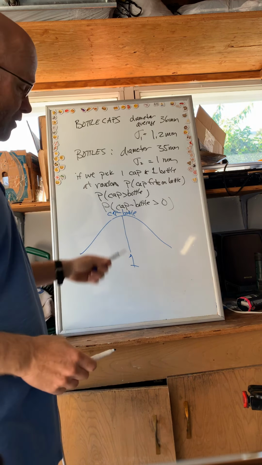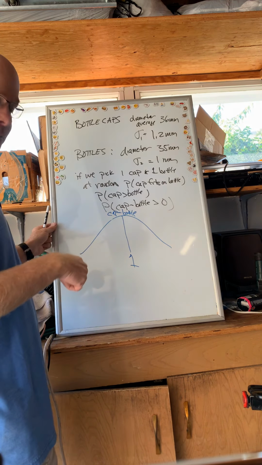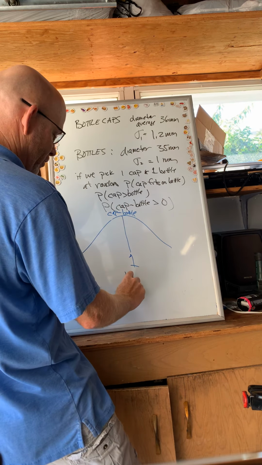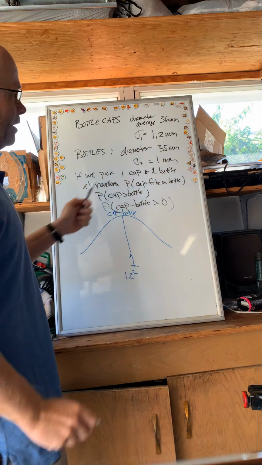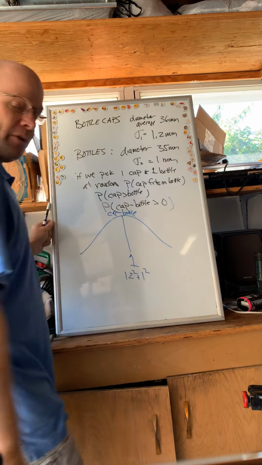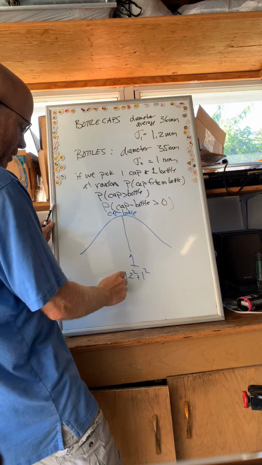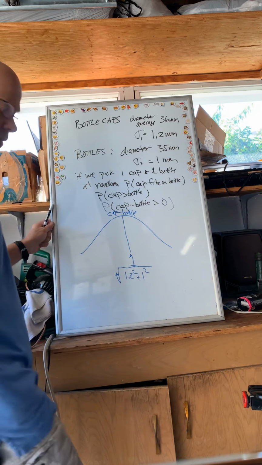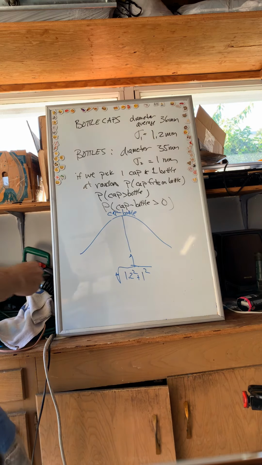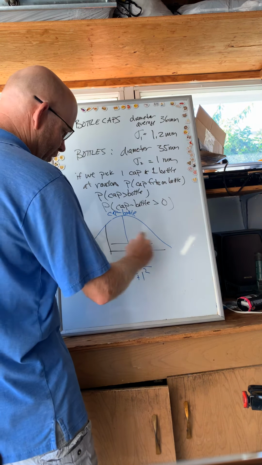Now we need the standard deviation of this distribution. Remember, it's the formula I just gave you. So the standard deviation is, you add the two variances together. So you can do 1.2 squared, the standard deviation of the caps, plus 1 squared, the standard deviation of the bottles, and then you take the square root of that. That's your standard deviation. And then the question is pretty straightforward. We just want to know if cap minus bottle is greater than 0. So we're looking for that.